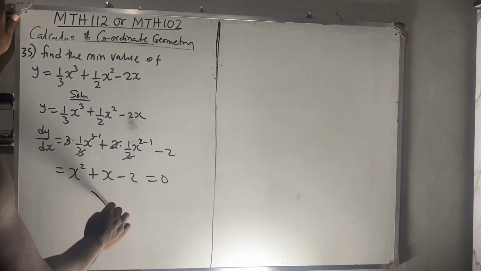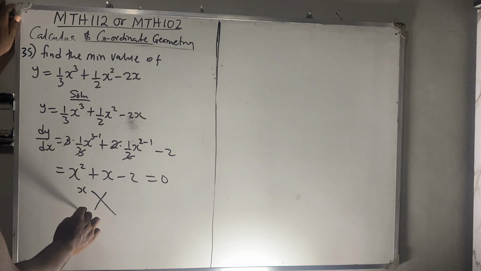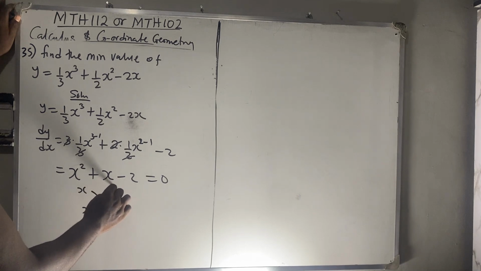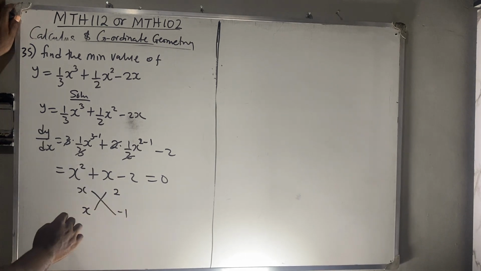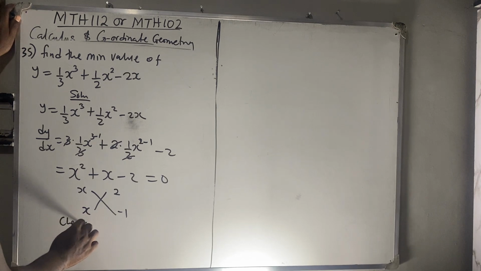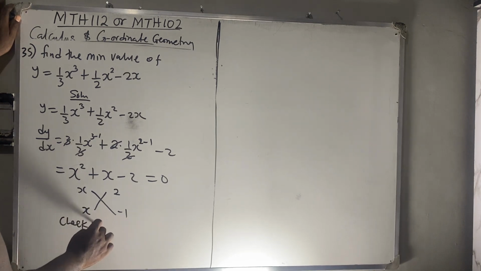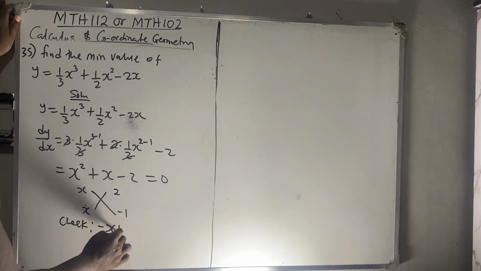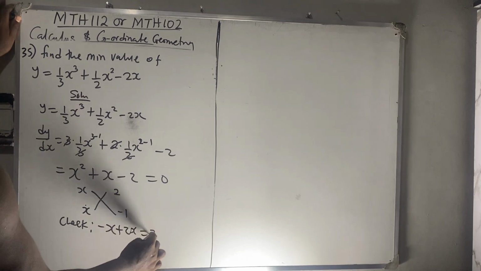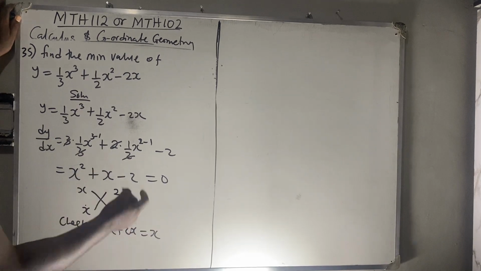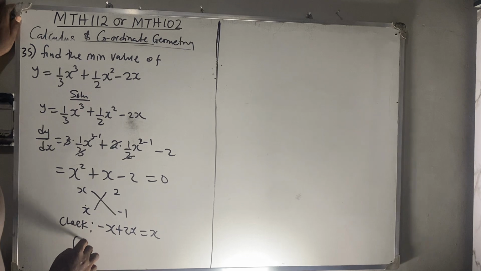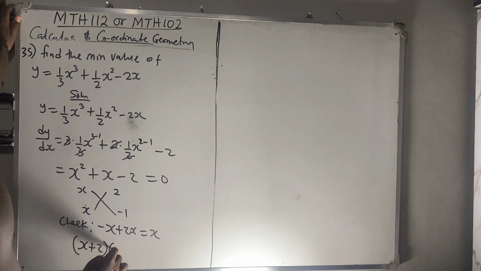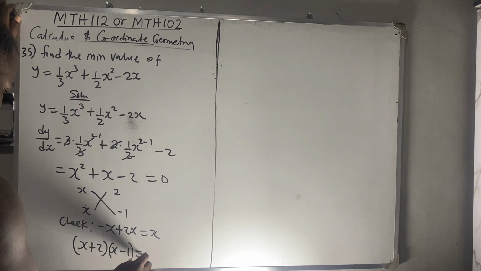So let us now solve. This is our x and our x. Here should be 2 and minus 1. To check if it is correct, this time this will give you minus x, this time this will give you plus 2x. And both of them give me x, which is in the middle, so it's correct. So my answer becomes (x plus 2)(x minus 1) is equal to 0.